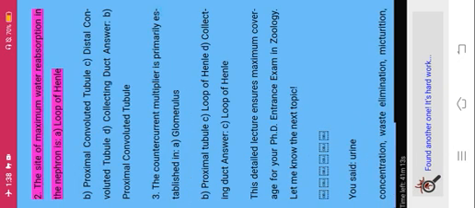2. The site of maximum water reabsorption in the nephron is: A. Loop of Henle. B. Proximal convoluted tubule. C. Distal convoluted tubule. D. Collecting duct. Answer: B. Proximal convoluted tubule.